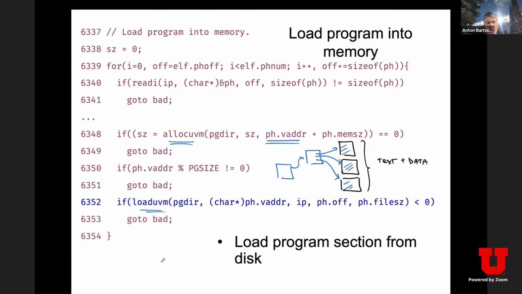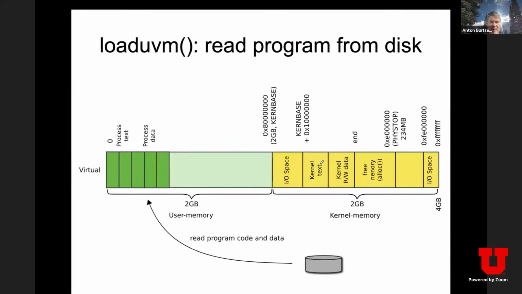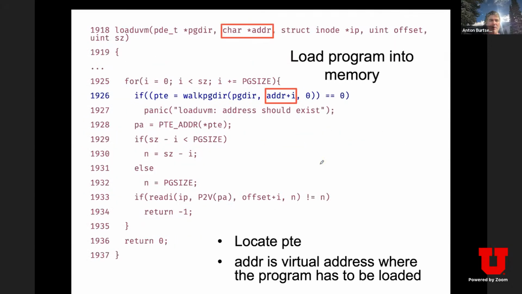And loaduvm will specifically take the data from disk, which contains the text plus data for this specific binary, and will load them into those pages, right? And this is exactly what is happening here in loaduvm. So essentially you say, look, I am starting from a specific virtual address at which I have to load the data from file. I will walk the page table. This is the blue page table. I take this address and I will walk it. So essentially I will split it into 10, 10, and 12. I walk the page table. I get the page table entry.